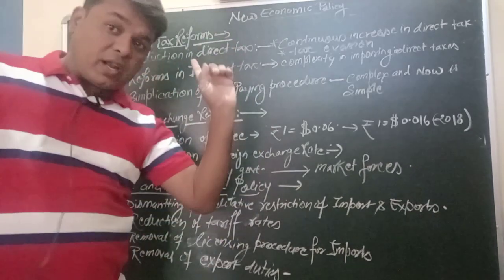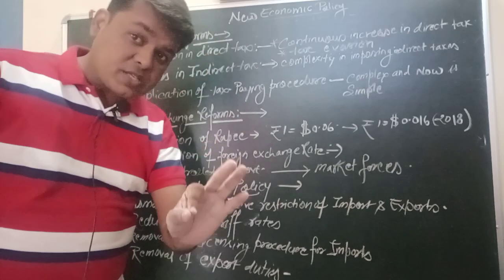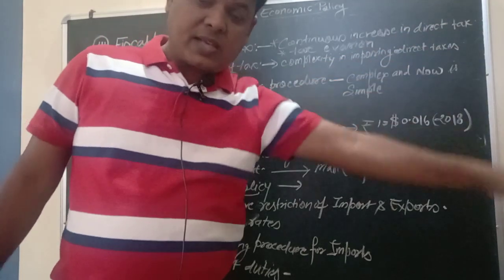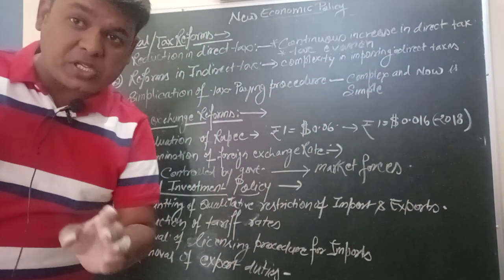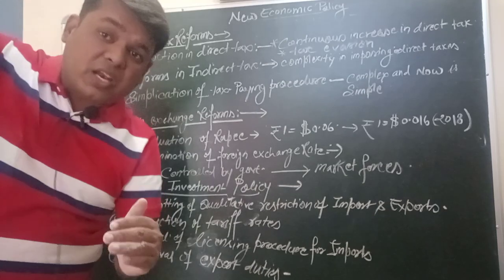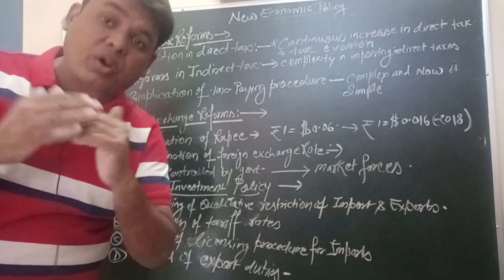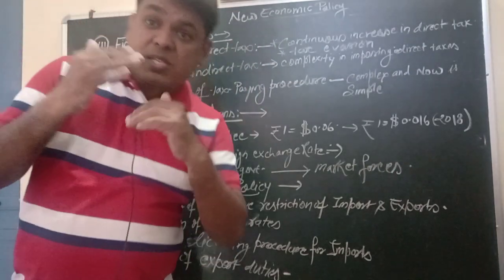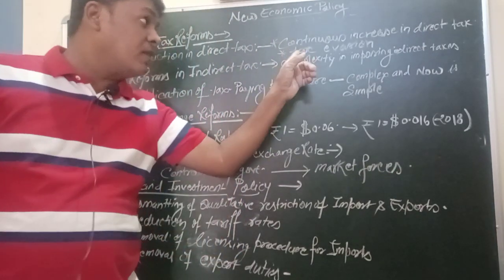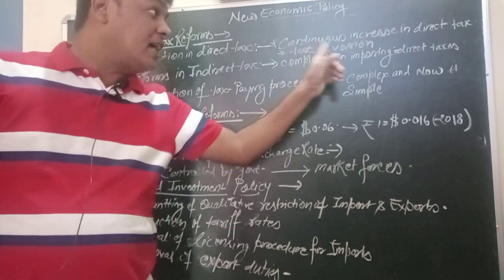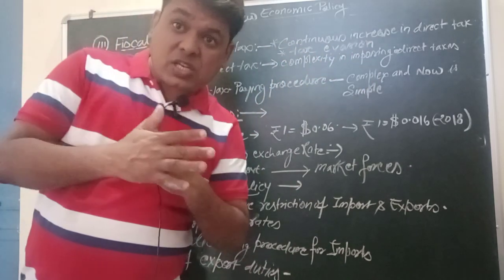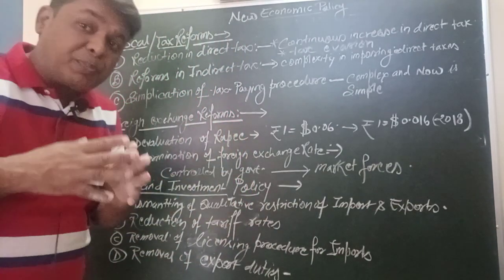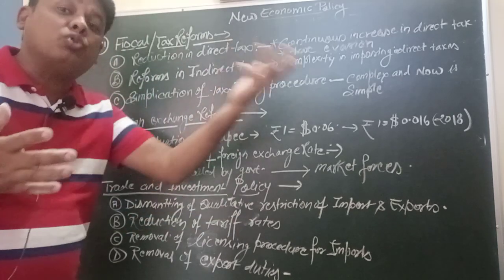Prior to 1991, there was a continuous increase in direct taxes. The system was that those with higher income paid more taxes to the government. This high rate of taxes was the cause of tax evasion. Tax evasion means tax theft; people don't want to pay taxes to the government.